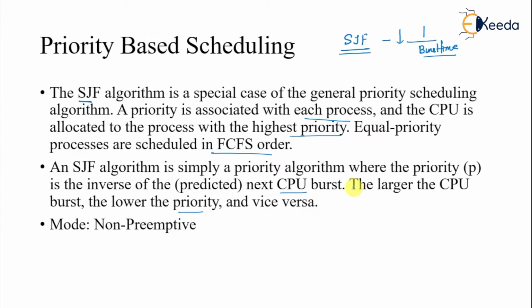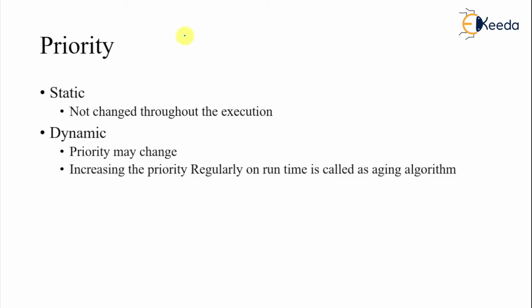That's why the SJF algorithm is taken here as an example, and we have already seen a lot of examples for SJF. In priority based scheduling, the first mode we are learning and implementing here is non-preemptive. Once we are done with the non-preemptive version, we'll come to the preemptive version of it. So let's first implement the non-preemptive version.